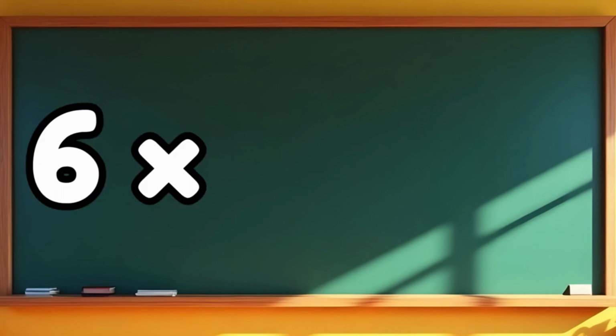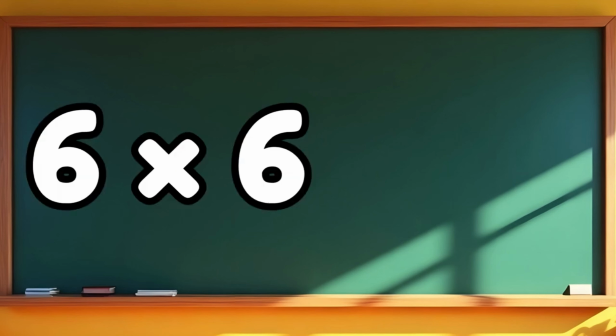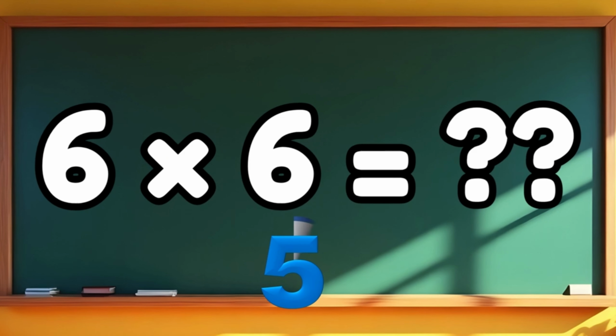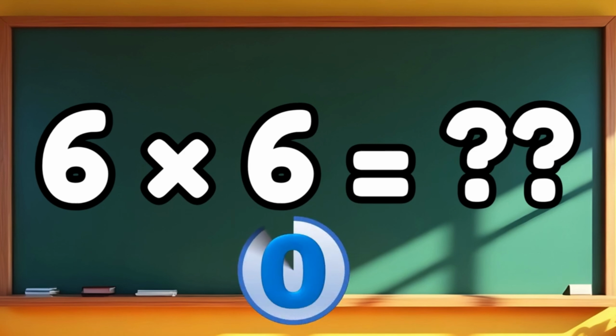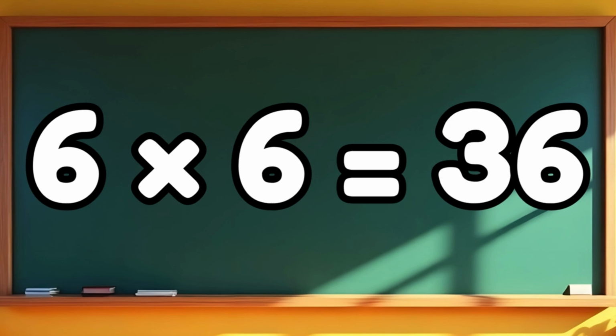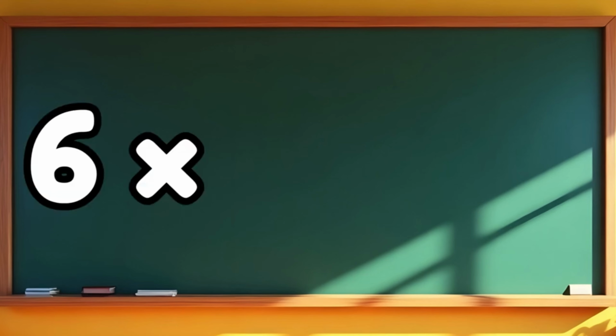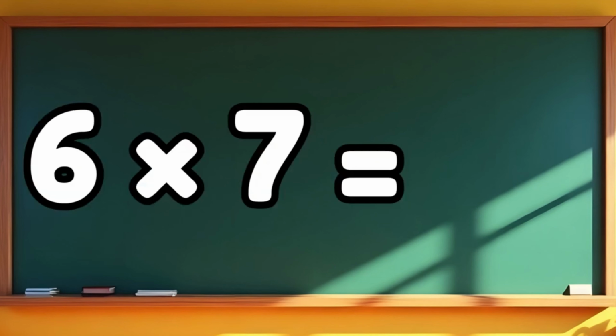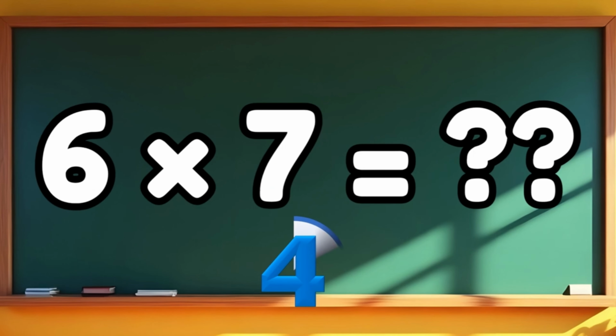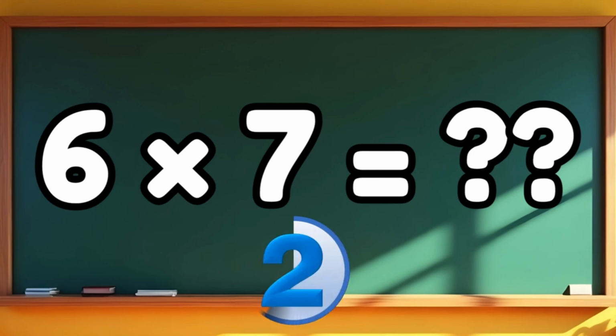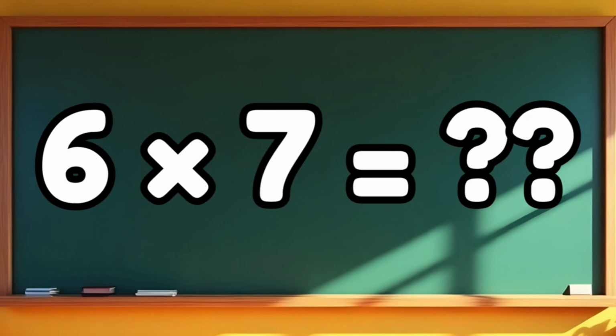6 times 6 equals... 36. Perfect! Next one. 6 times 7 equals... 42. You're doing great! Good job!